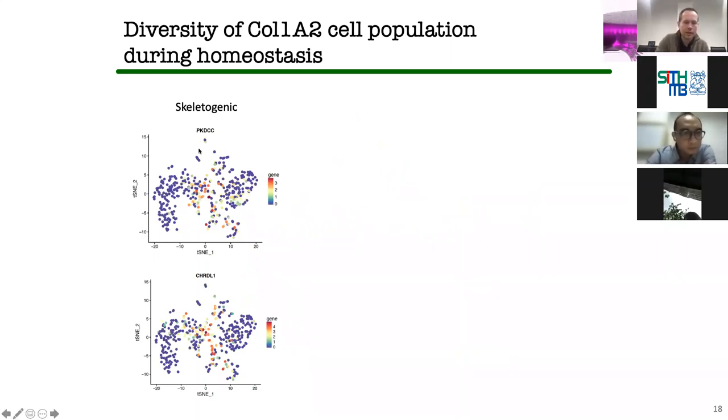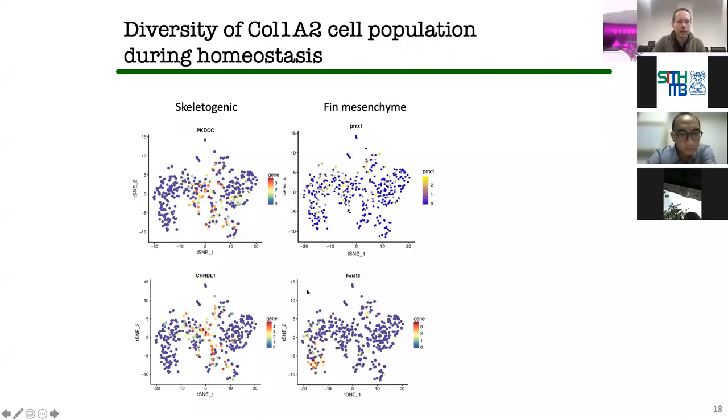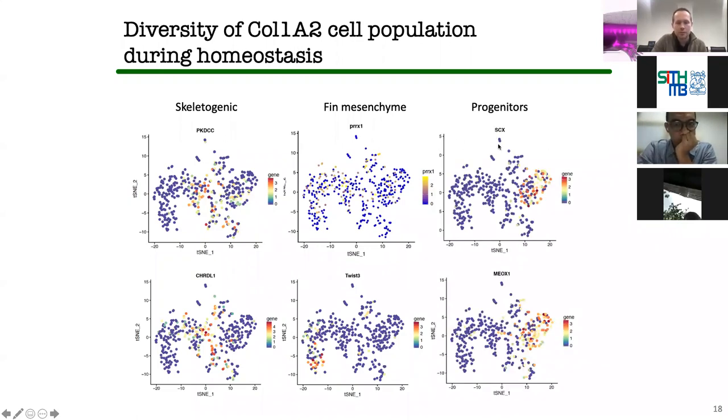If we look at specific markers, we can identify, very broadly speaking, three different lineages. You can see this keratogenic lineage labeled by PKDCC and CHIDL1. You can also see PRX1 and TWIST3, which label the fin mesenchyme. And a third population, which again makes perfect sense, is the supposed progenitors, labeled by scleraxis, which is a tendon marker, which makes sense if you're dealing with a tendon-like population. But very peculiar, there's also labeling of these cells with MEOX. MEOX is not known necessarily to label tendon. Instead, it's more commonly viewed as a marker of the pre-somitic mesoderm, so it's a developmental marker, not necessarily a differentiated tendon marker.